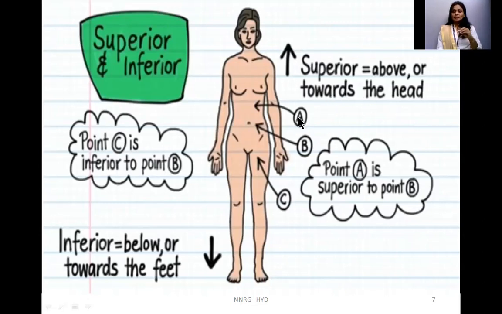If you want to mention points like A, B, C, let's give an example here. A is superior to B, B is superior to C, because they are all above. If you want to mention the same thing with inferior, point C is inferior to B, because C is below, towards the feet, that's why it is inferior. But compared to A and B, B is inferior here. So the part towards the neck is superior, and the part towards the feet is inferior.